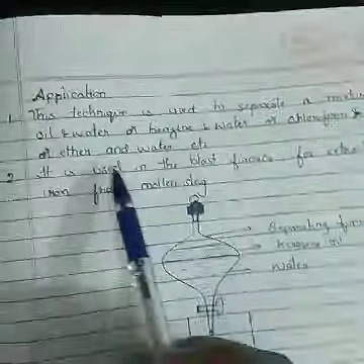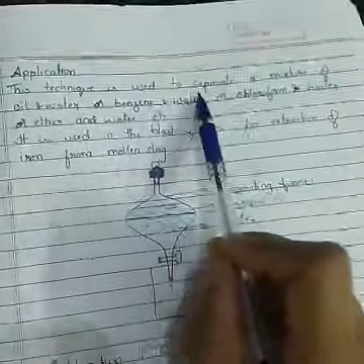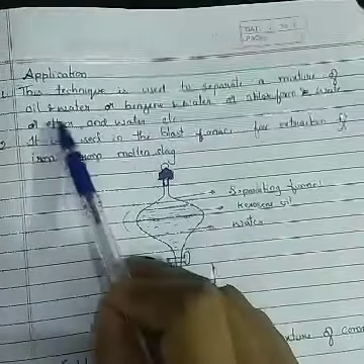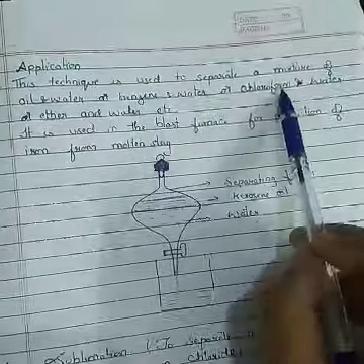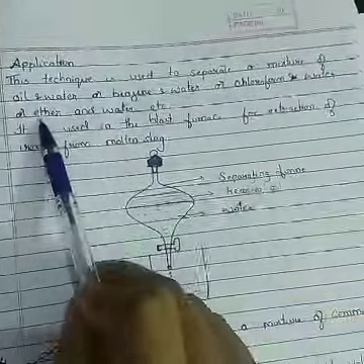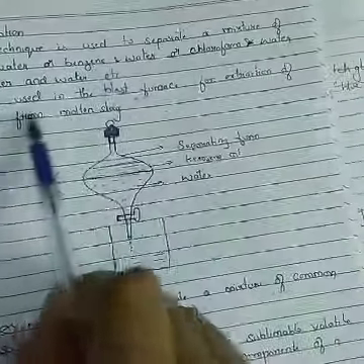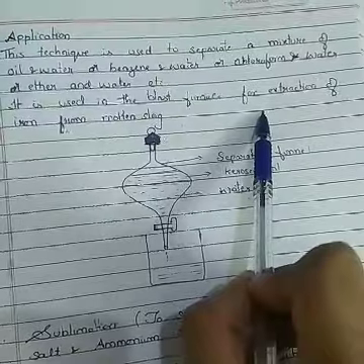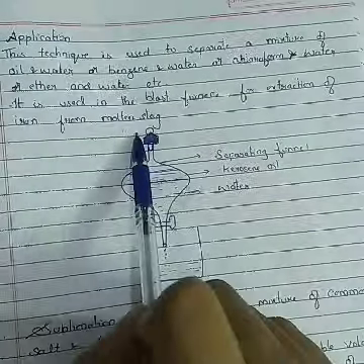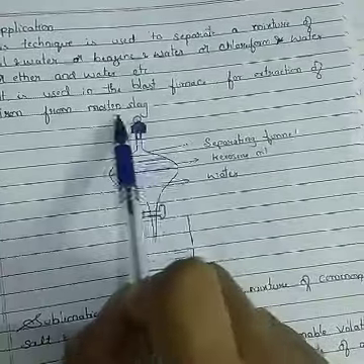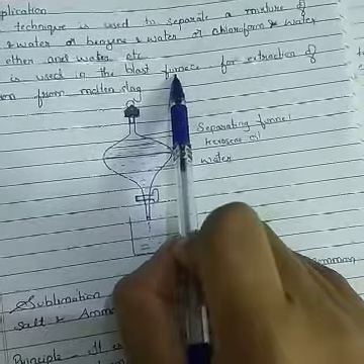Application. This technique is used to separate a mixture of oil and water, benzene and water, chloroform and water, or ether and water. It is used in the blast furnace for extraction of iron, where we can take out the molten iron from the molten slag.